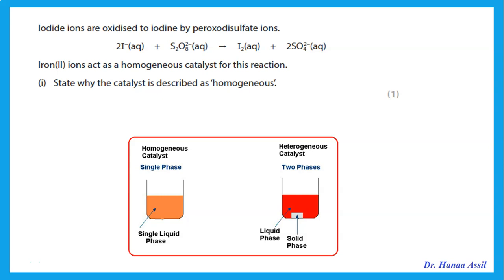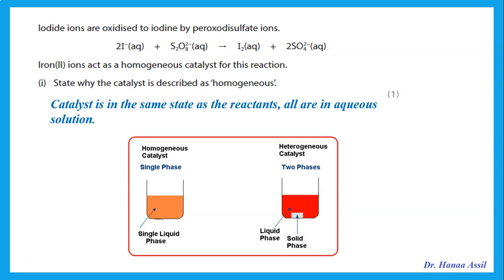Now, here what do we have? We have a solution of iodide with a solution of the peroxodisulfate ions, and we have iron 2 solution. So all of them are solutions. The iron 2 is regarded as a homogeneous catalyst because the catalyst is in the same state as the reactants, since all of them are in aqueous solution.